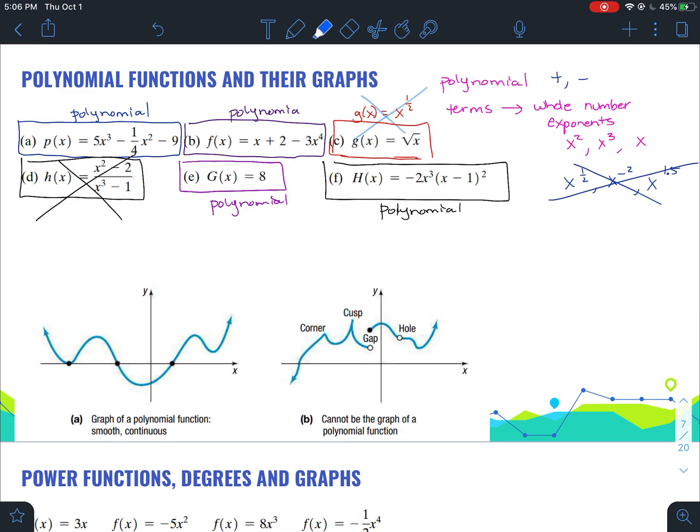How you can tell on a graph: a polynomial function's graph looks like a smooth curve, meaning that there are no sharp edges, and it continues forever. So there are not going to be any breaks in the graph. It has tails. Notice it has the tails here and here.